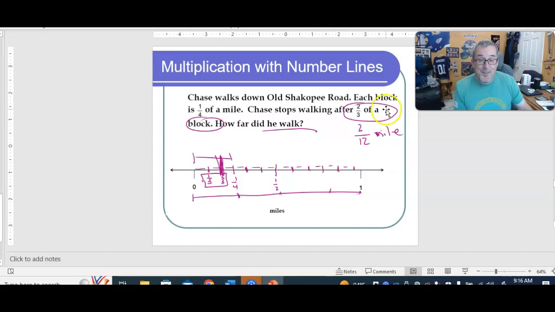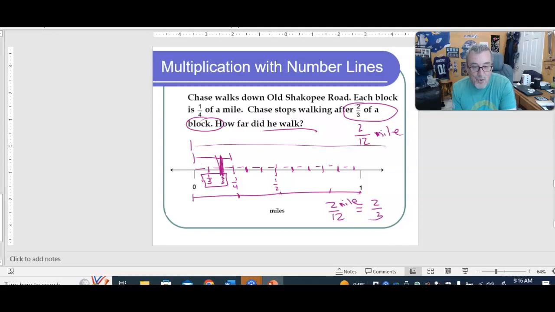Do you see it? So this is another one of those things where you could say that 2/12 is equal to 2/3. What? That doesn't make sense. Well, you gotta have the referent. 2/12 of a full mile, when I'm referencing this whole mile, is equal to 2/3 of a block when I'm referencing just a block. It's the same: 2/3 or 2/12, depending on what the reference is.